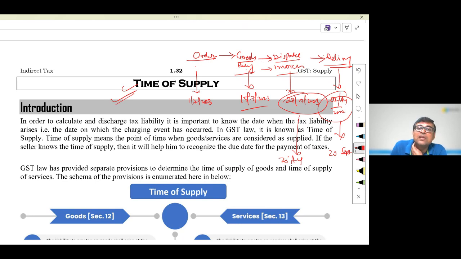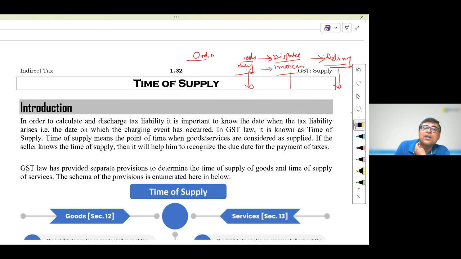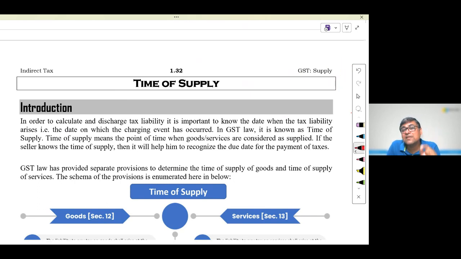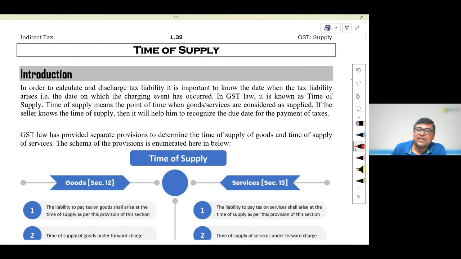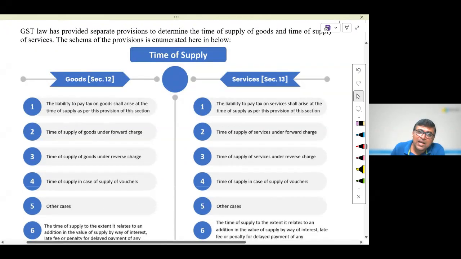So it depends on this particular time of supply, when it is considered a supply, and accordingly you are liable to pay tax. It is not possible without this chapter to identify the due date of payment of your tax. So this chapter is one of the important chapters in the series of GST. Time of supply: Sections 12 and 13 are there. Section 12 is to determine time of supply of goods. Section 13 is for determining time of supply for services.